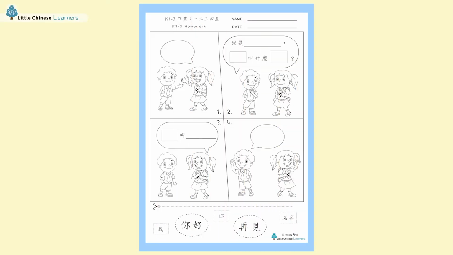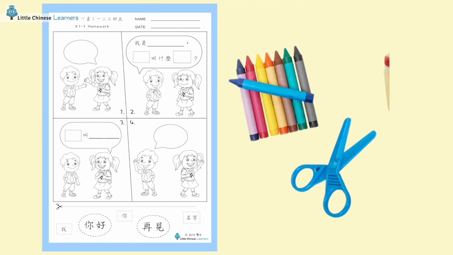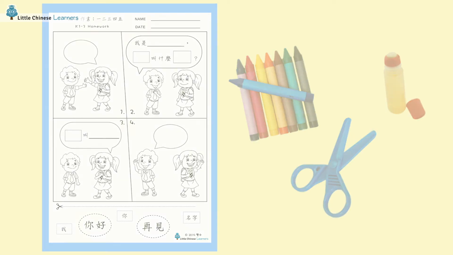For the second part of today's homework, we've got a story with some runaway words. The pictures are there, but some of the words are missing, so I don't know what they're saying anymore. Please cut out the Chinese words on the bottom and paste them into the right space so that we can read the story again. You will need scissors, glue, and crayons to color the picture.